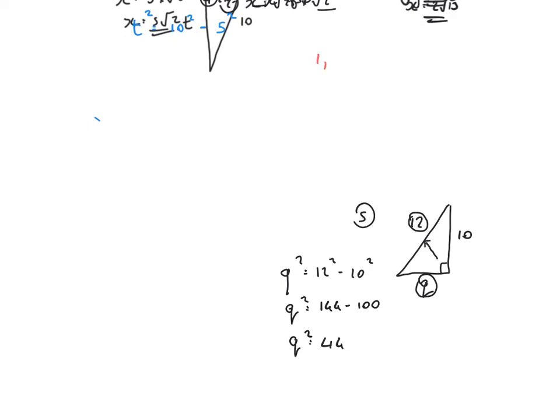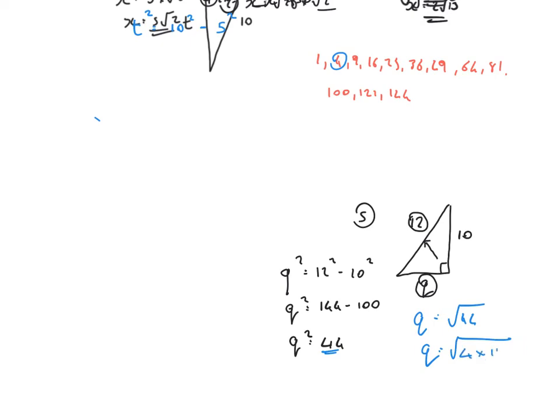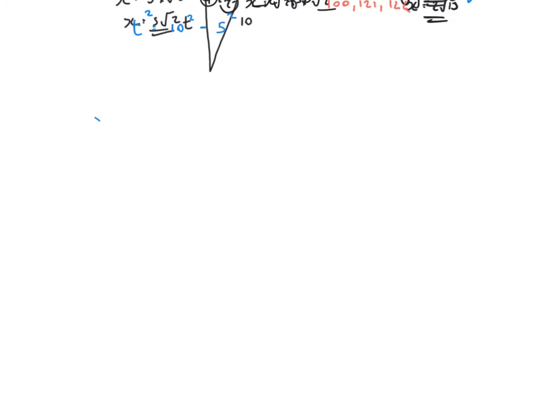Let's just go over that list again. 1, 4, 9, 16, 25, 36, 49, 64, 81, 100, 121, 144. Okay, which number on the list is the biggest factor of 44? It's 4. So q is going to be equal to the square root of 44. 4 times 11. So it's root 4 times root 11. That's 2 times root 11. And shorten the right down to 2 root 11. Okay, one more example.